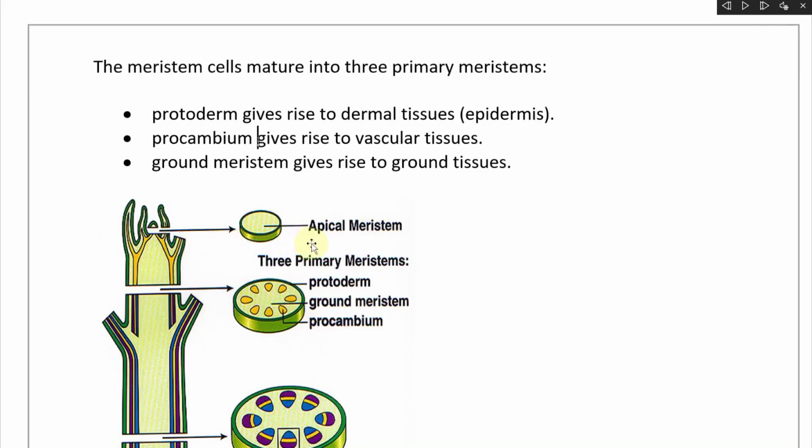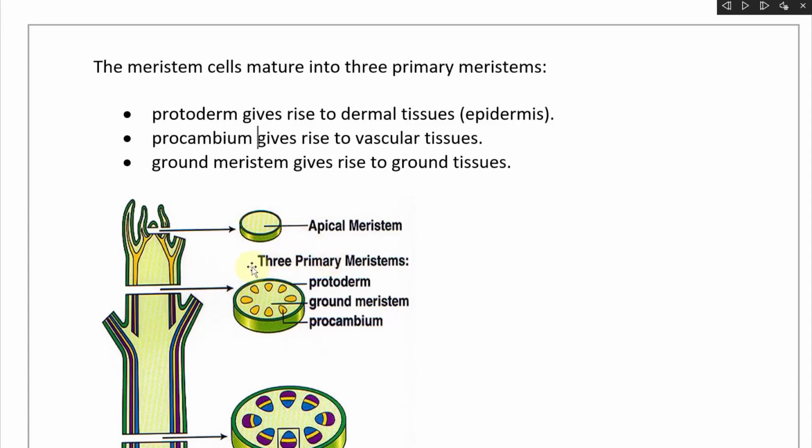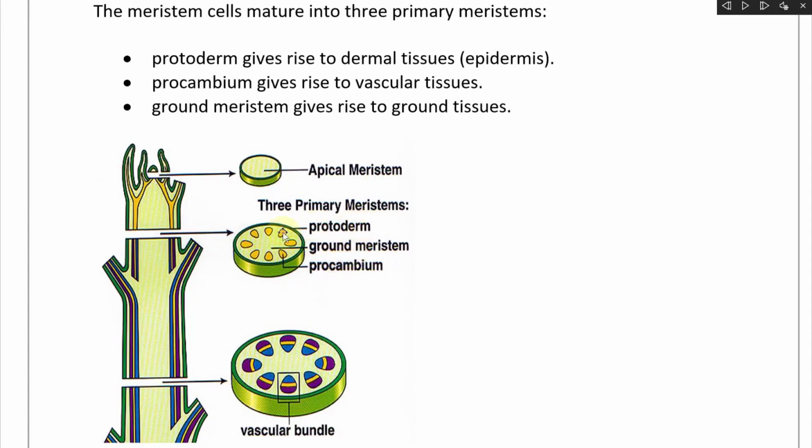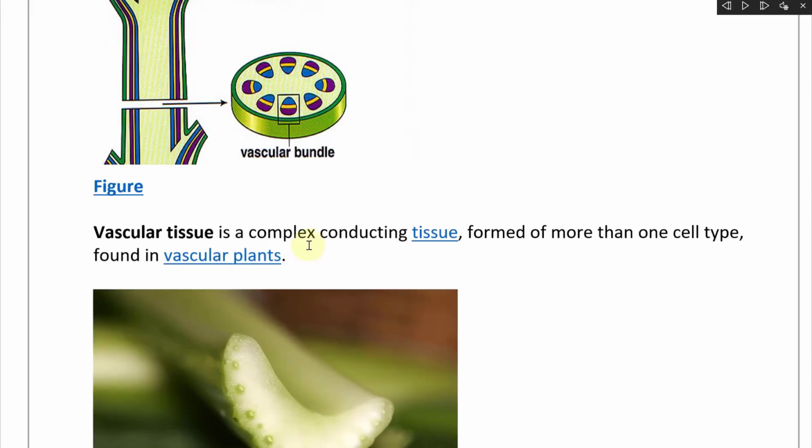So we have the apical meristem, the one that goes all the way up, the highest one. And then you have three primary meristems. You have the protoderm on the outside there. There's the ground one inside, and there's a procambium here for the vascular setup there. And then as they grow, what you have is vascular bundle over there, the xylem and phloem. This figure is from bio.miami.edu.